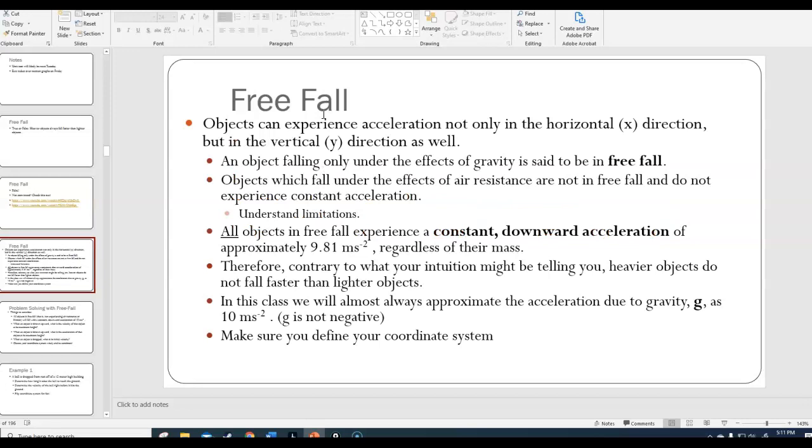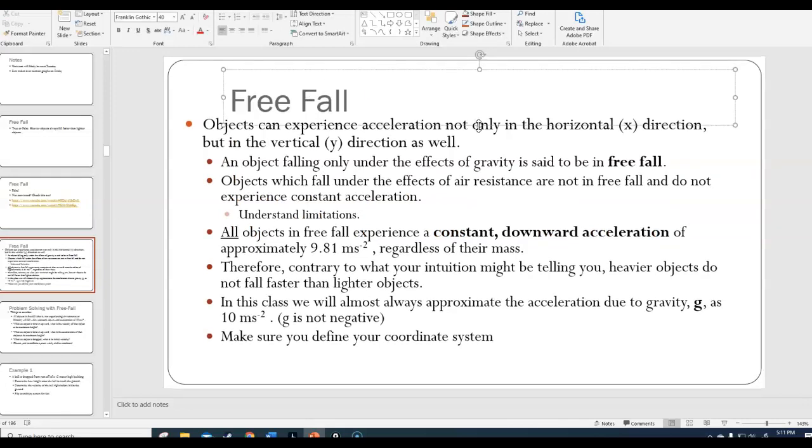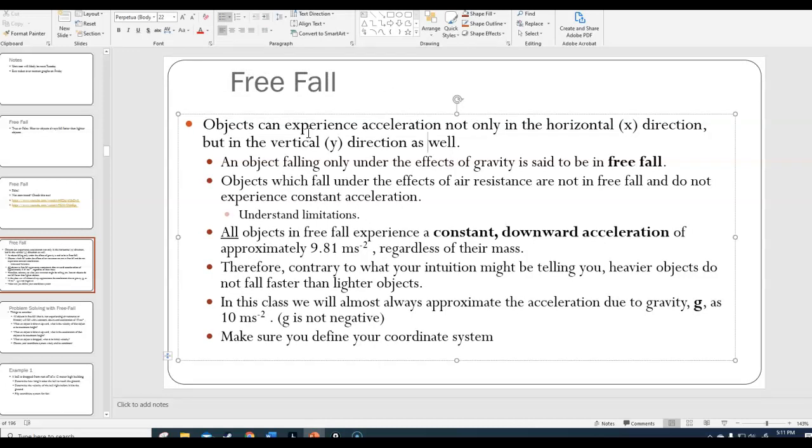Okay, so let's get to the notes. Now the situation in which an object is falling only under the effects of gravity, that is, without any air resistance or any outside forces, is what's called free fall. So up until now, in the last video and the practice worksheet that went with that, we were solving problems with constant acceleration for objects that were moving in the horizontal direction, that is, side to side. Okay. However, objects can also experience acceleration in the y direction as well. Okay, so these falling objects, as long as the only thing affecting the falling object is gravity, by definition we say that object is in free fall.